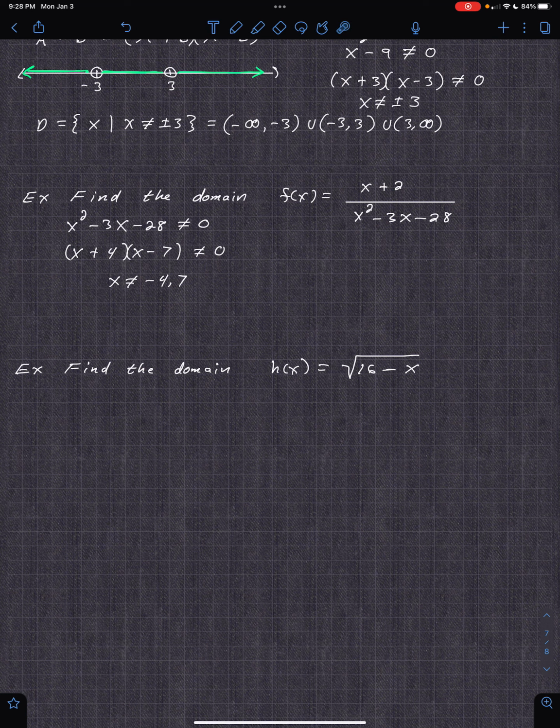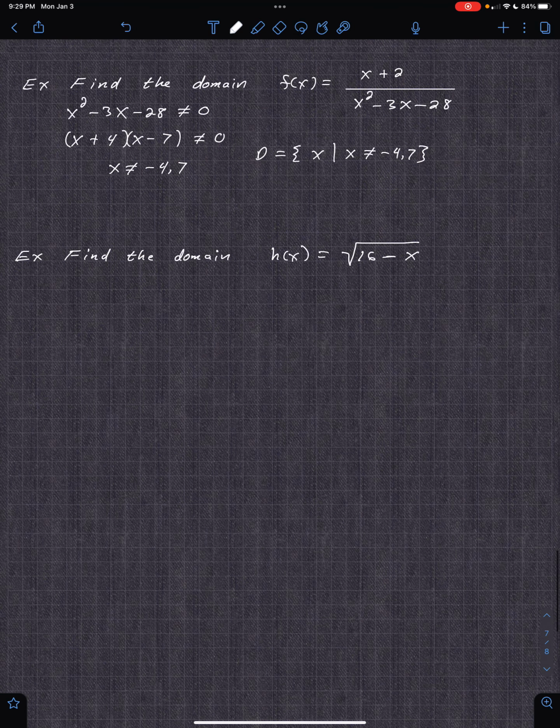But you don't stop here. Now you have to write it in set notation. So the domain is the set x such that x does not equal negative 4 and 7. Or you can write it in that silly notation we did here. Or if the book asks you to do it, you can bounce around negative 4 and 7.